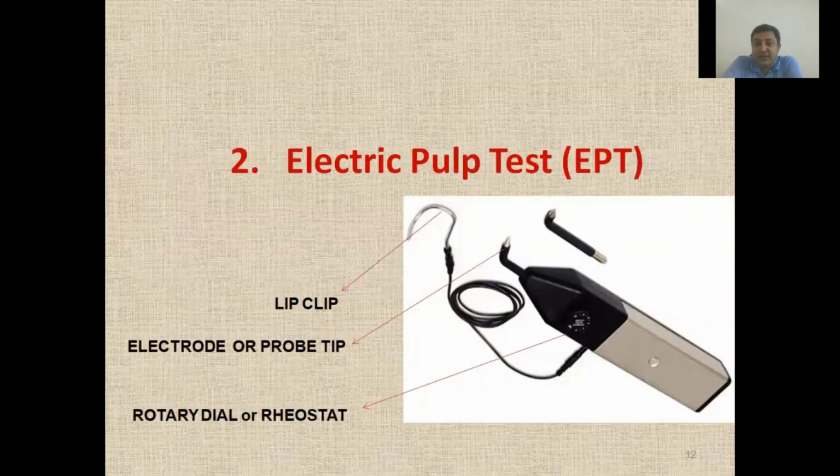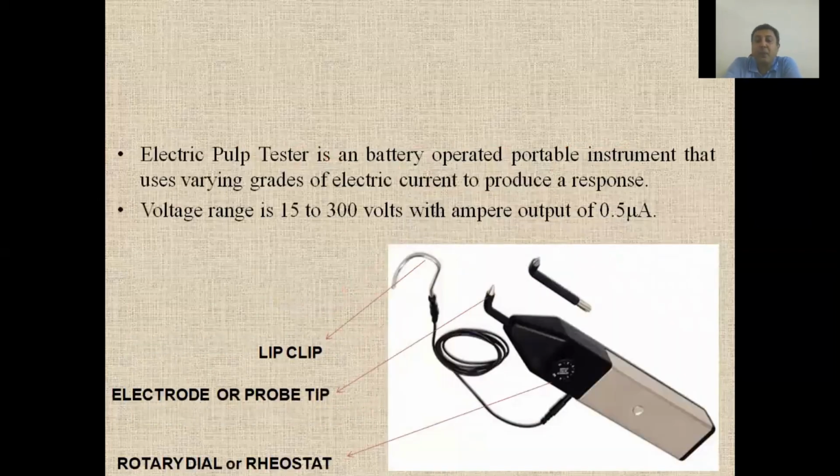Next test is the electric pulp test. It is done by a special instrument or equipment. In the figure, you can see the electric pulp tester. Now, what is an electric pulp tester? It is a battery operated portable instrument that uses varying grades of electric current to produce the response. Its voltage ranges between 15 to 300 volts with an output of 0.5 microamperes.